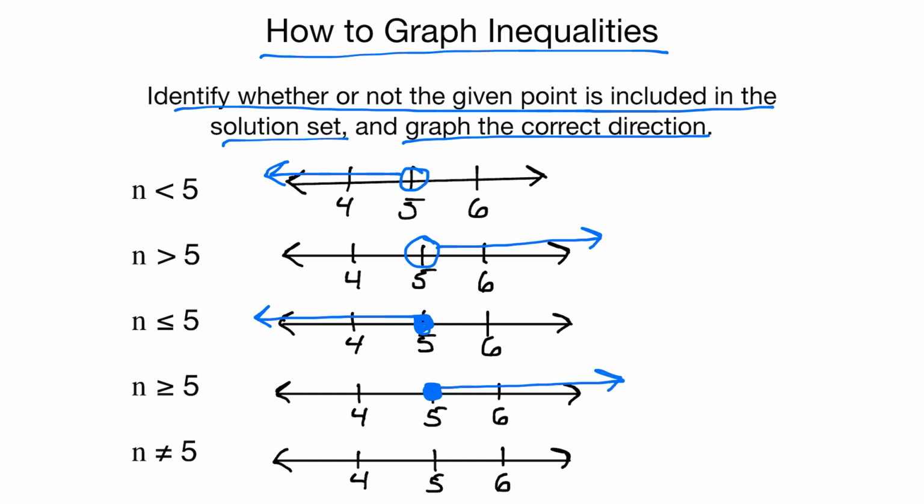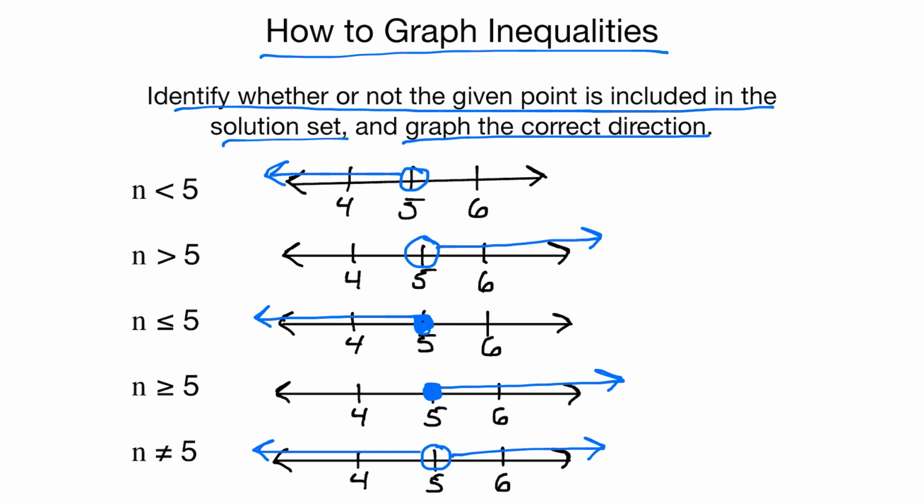n is not equal to 5. Well, n could be any other number. So we can't have the 5. So that's an open circle right at 5. But we can have all the numbers that are larger than 5 and all of the numbers that are less than 5. Every single point on the number line except the 5.